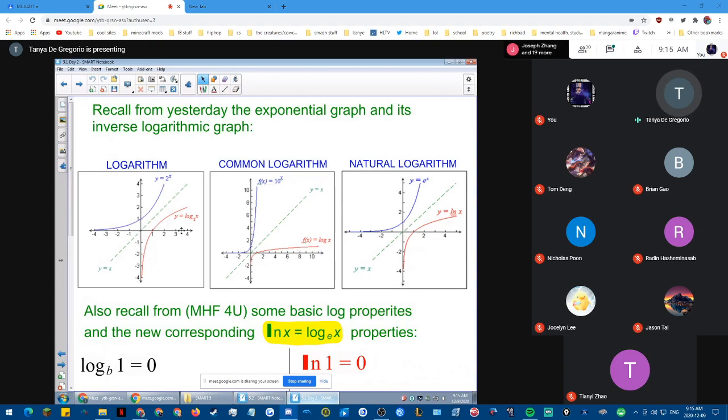The common logarithm means that it has a base of 10, and we don't show it. You don't write the base of 10. So if you see no base there, you know that it's the common log. It has a base of 10.